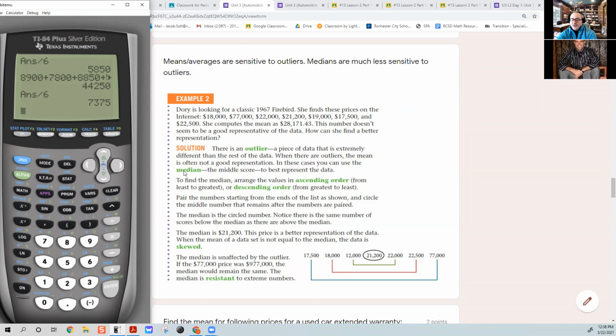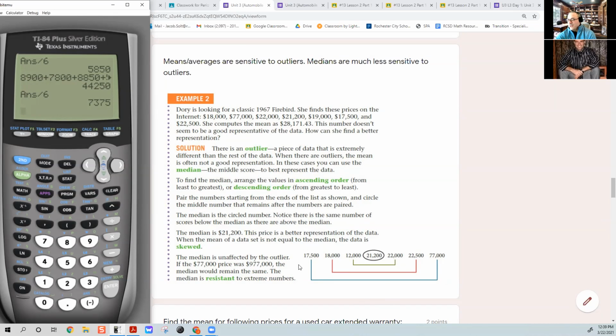In cases like this, you can use the median, or the middle score. Remember, the median is like that dotted line in the middle of the road. The median is the middle number to best represent the data. To find a median, you want to arrange the values in ascending order from least to greatest, or descending order from greatest to least. Then you pair the numbers starting from the ends of the list as shown and circle the middle number that remains after the numbers are paired. The median is the circled number, 21,200. Notice there are the same number of scores below the median as there are above the median.